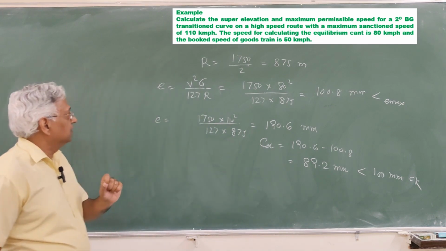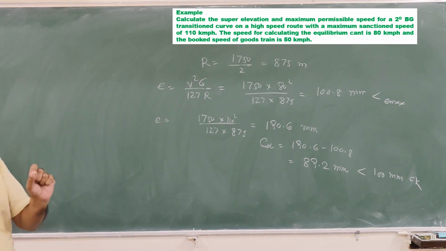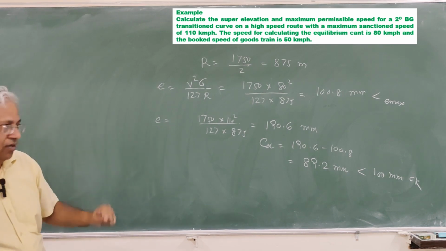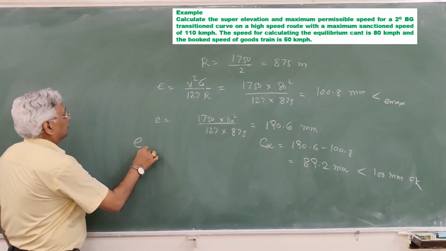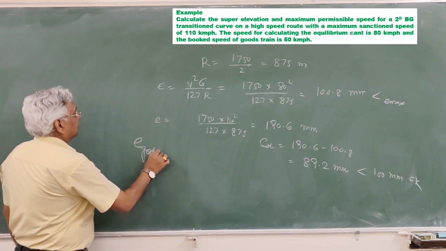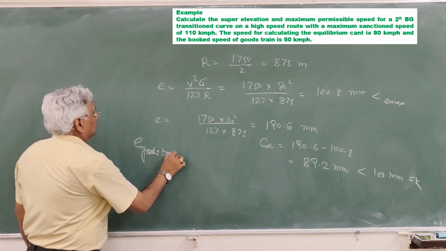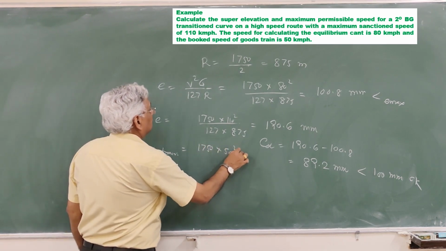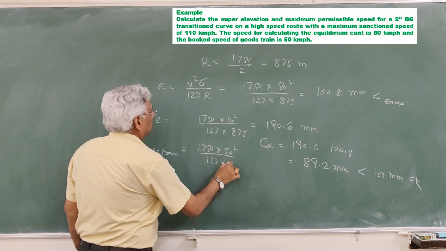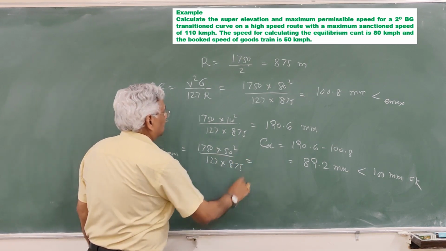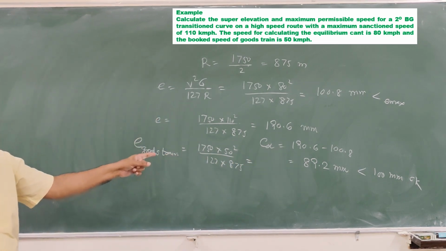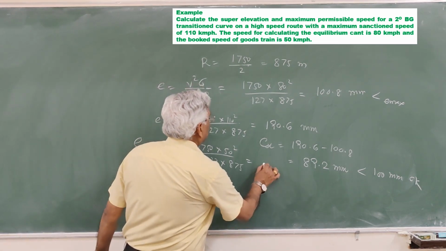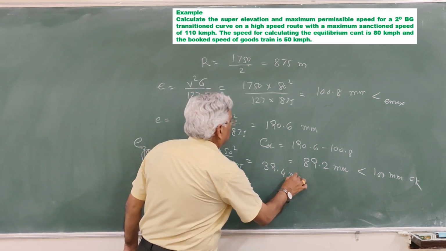Now, third is here the goods train. Goods train should also run on this track without any discomfort. So E for goods train, or you can say slow train, is 1750 into 50 upon 127 into 875. Booked speed for goods train is 50 km per hour, and this value is 39.4 millimeter.